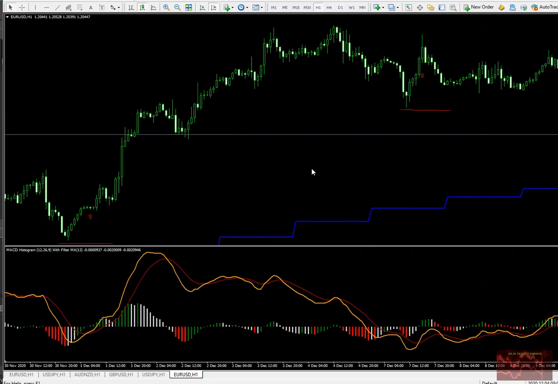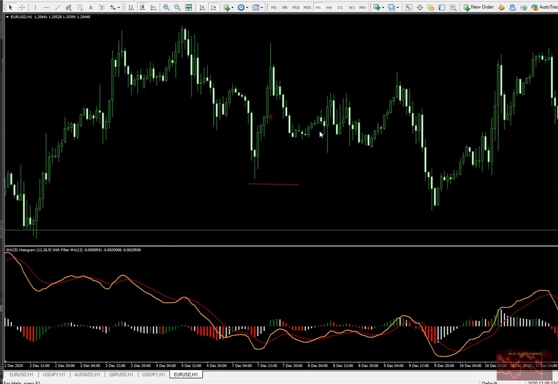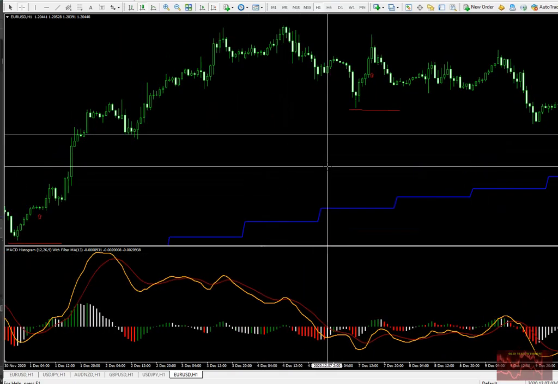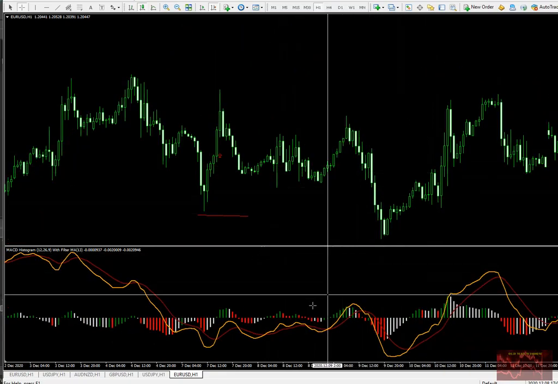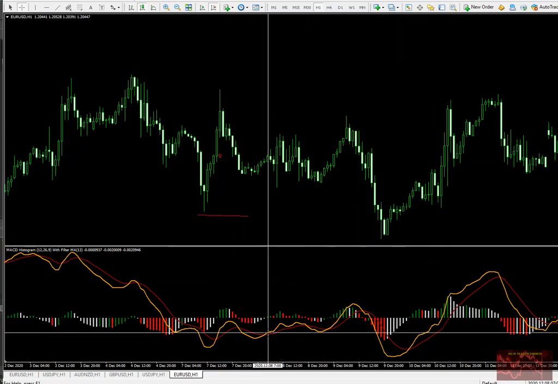That's probably how I would do it, but you would lose a lot of opportunities if that's the way you traded. But you'll notice that price is still above the moving average. We've got a crossover here. We then got another crossover just there.